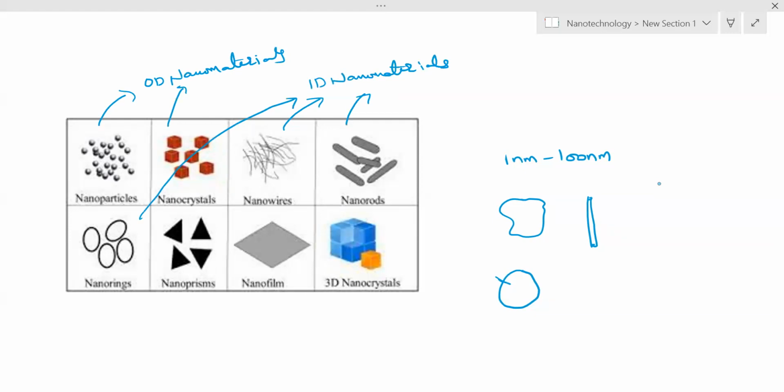And nanoprisms and nanofilms are such that only in one dimension it is less than 100 nanometers. Along this direction it can be greater than 100, and along this it can be greater than 100, but in the other direction the height of the film will be less than 100 nanometers. That is, the thickness of the film will be in the range of 1 nanometer to 100 nanometers. So it is two-dimensional nanomaterial. Same with the nanoprisms as well.